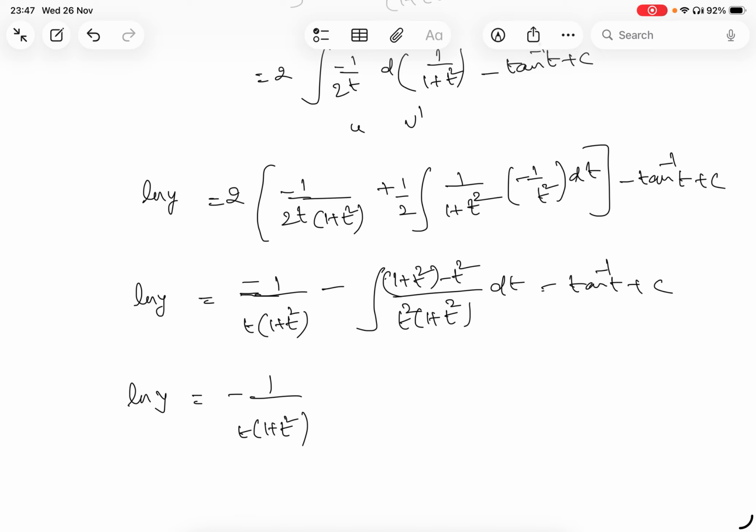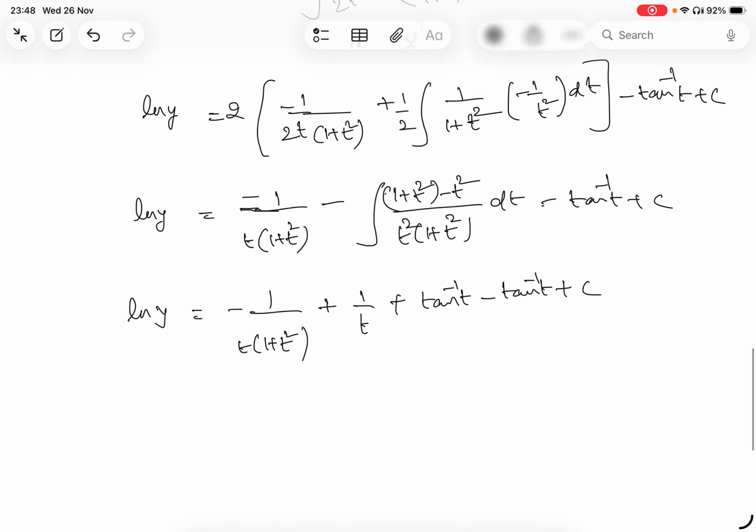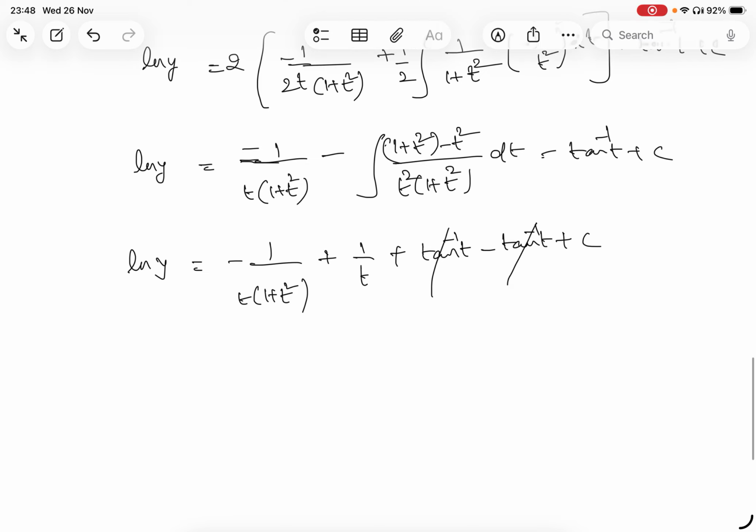Now this becomes, as you can see, for the first term, 1 plus t square by t square into 1 plus t square. 1 plus t square will get cancelled, and integral of 1 by t square, which is minus 1 by t, minus minus will get plus 1 by t. Fine. Now this minus into minus become plus. T square will get cancelled, and integral of 1 by 1 plus t square is tan inverse t, minus tan inverse t plus c. So these two terms will get cancelled, and you are left with 1 by t.